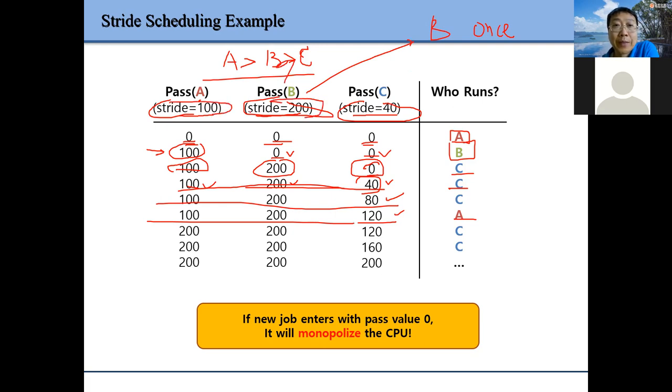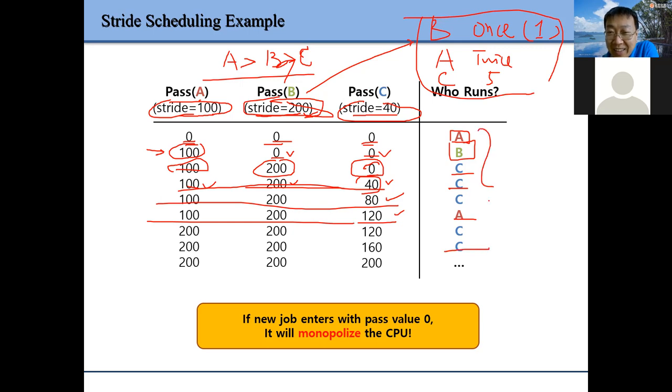Because this is our stride, if we schedule B one time, then relatively speaking, based on our stride, A should be scheduled twice, right? Then C should be scheduled, this is 200, this is 40, so C should be scheduled five times, right? So you can see here B scheduled once, A scheduled twice, C scheduled five times. So that's why we call it a deterministic implementation for the lottery algorithm, okay?